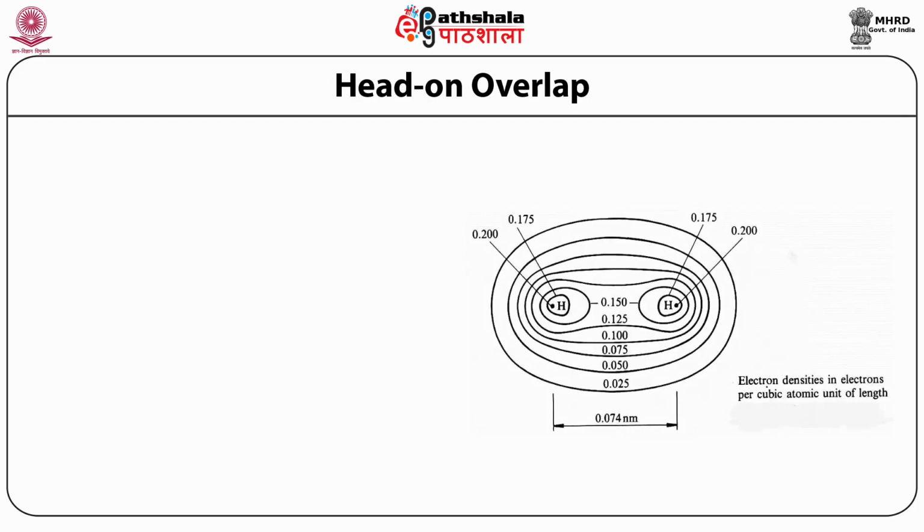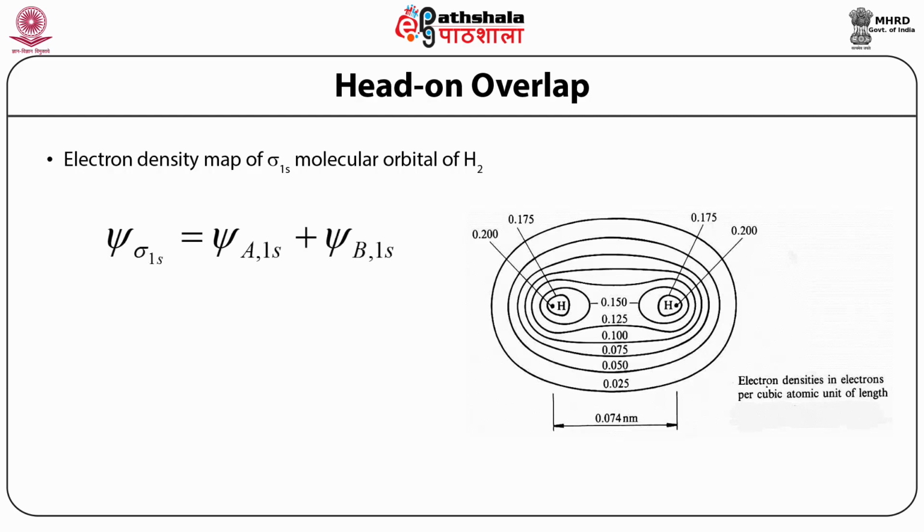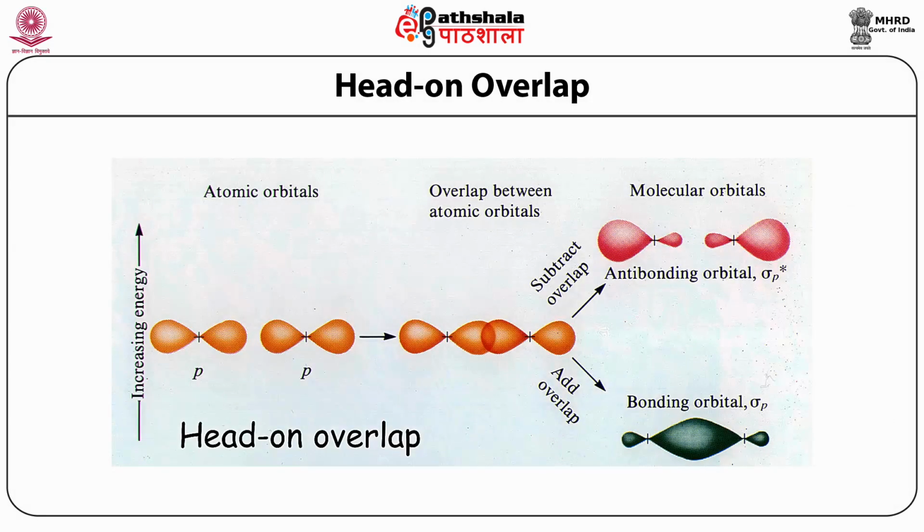Now this figure shows the electron densities in electrons per cubic atomic unit of length. So here we have the hydrogen molecule, which is separated by some distance, and here the electron density map of the sigma 1s molecular orbital of H2, that is the hydrogen molecule, and here psi sigma 1s is represented as the summation of psi a 1s plus psi b 1s. So till now we have discussed the head-on overlap for the s orbitals.